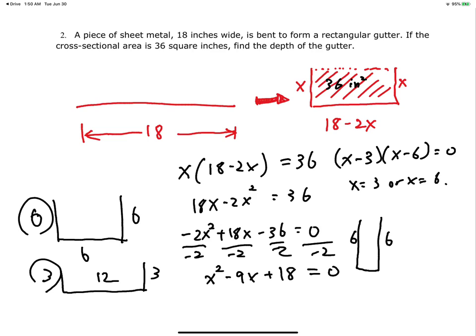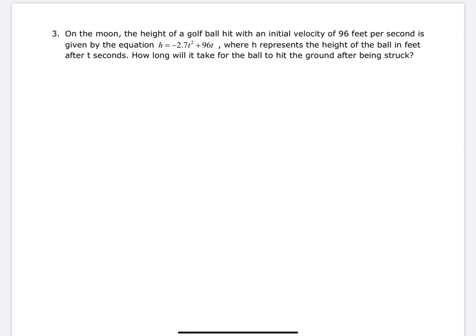Alright, here we go. Next one. On the moon, the height of a golf ball hit with an initial velocity of 96 feet per second is given by the equation h equals negative 2.7t squared plus 96t, where h is the height and t is the number of seconds after being struck. How long will it take the ball to hit the ground after being struck?